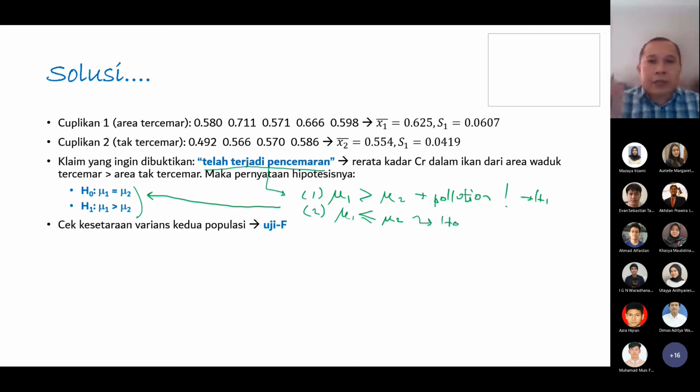Now, because this is a two-sample t-test with small samples and sigma is unknown, then you have to check the equality of variance first. Okay, because you have two sets of formula.